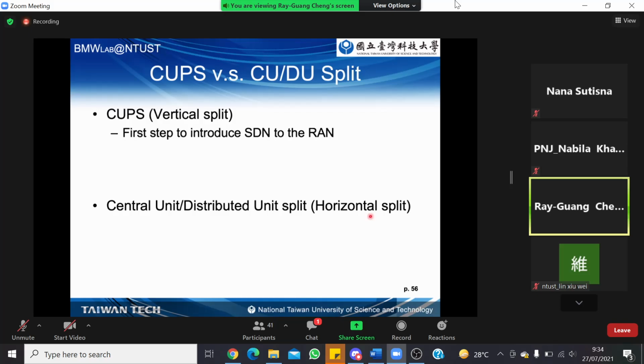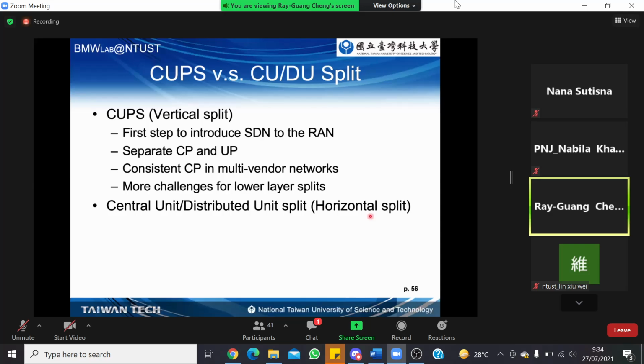CUPS is the first step to introduce SDN, software-defined networking, to the radio access network. They try to separate CU into control plane and the user plane. So they can have consistent control plane in multi-vendor network. So you can encourage multi-vendor support for the base station. It's simpler in higher layer, but more challenging for lower layer.